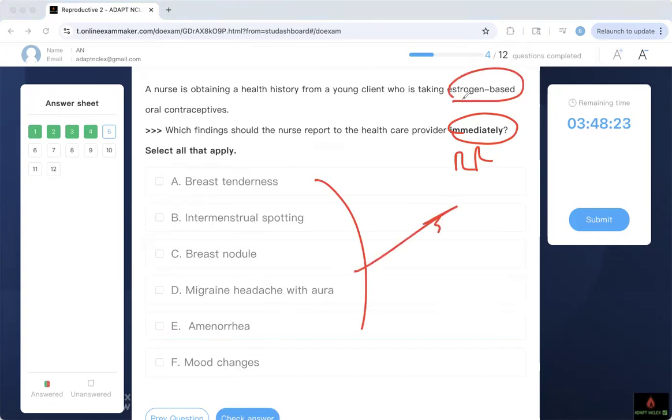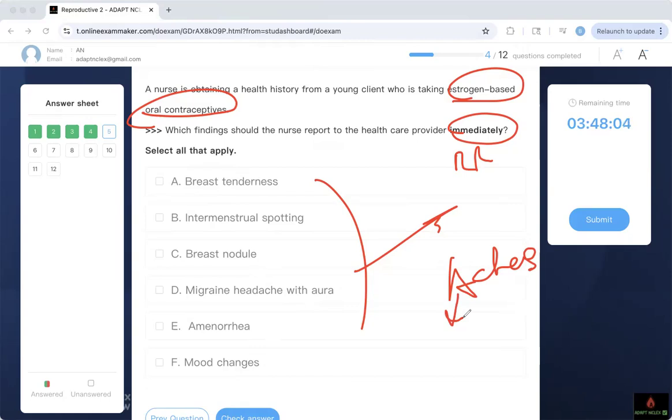If I see something, I've got to intervene quickly before the patient gets sick. The patient is taking estrogen-based contraception. You know estrogen-based contraceptives are bad, right? So which one should the nurse report? Remember your ACHES. ACHES is for the estrogen-based what? Contraception. They cause what?